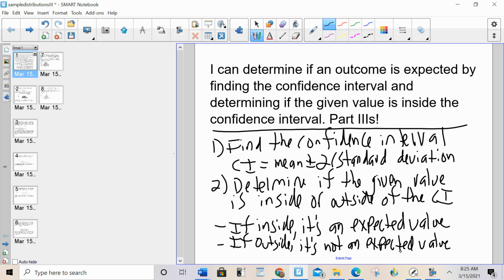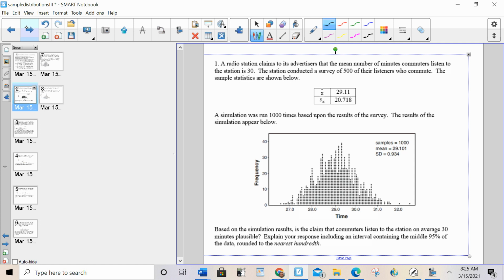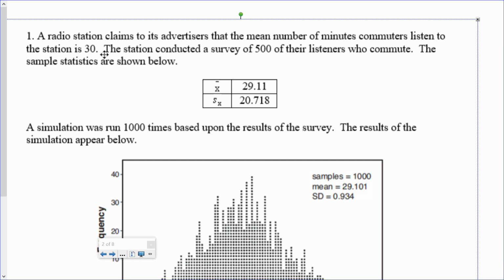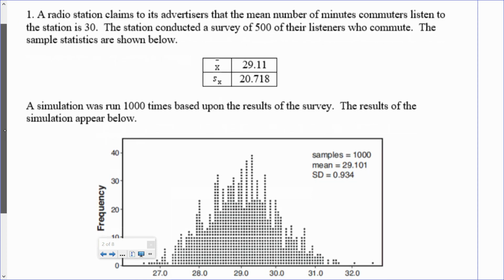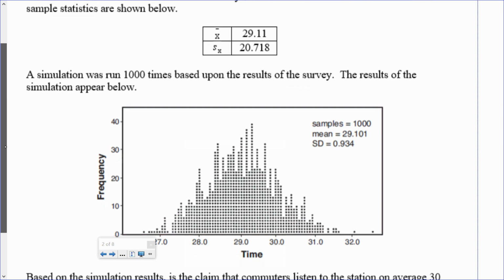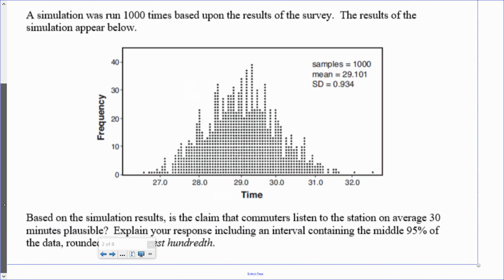All right, so let's take a look at the first example. A radio station claims that the mean number of minutes commuters listen to the station is 30. The station conducted a survey of 500 of their listeners who commute. The sample statistics are shown below. The simulation was run 1,000 times based upon the survey. The results of the simulation appear below. Based on the simulation results, is the claim that commuters listen to the station on average 30 minutes plausible?